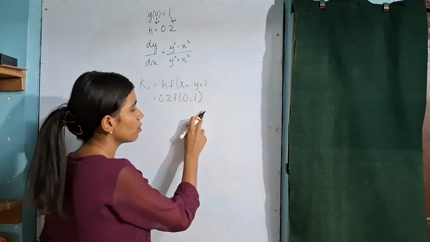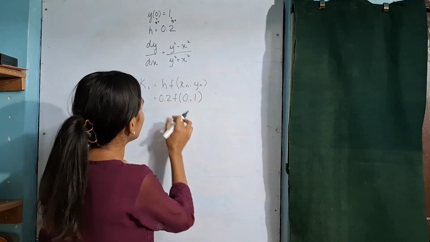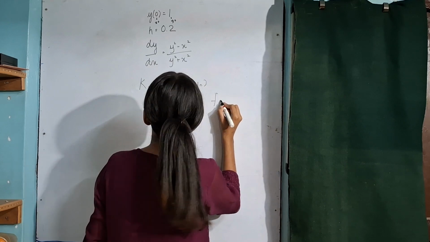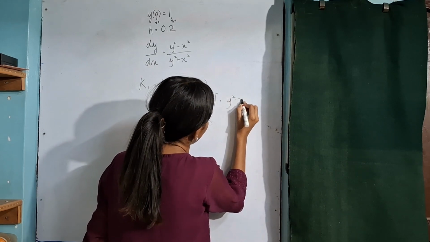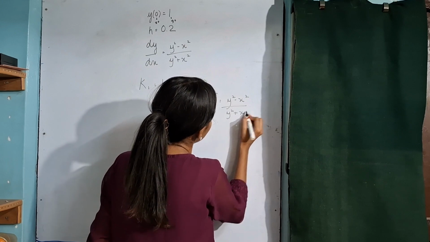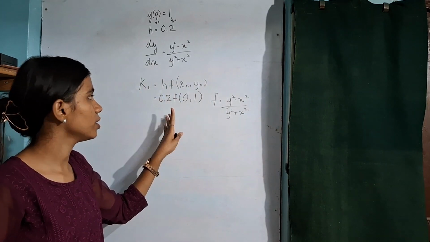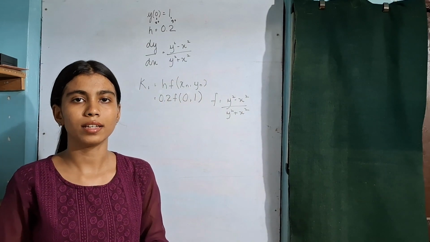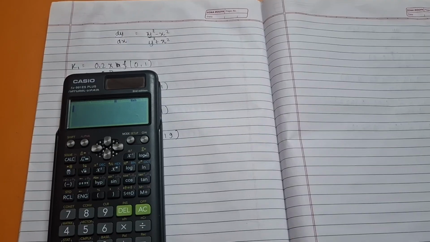And now how are you going to solve this further? Your function is given as y square minus x square divided by y square plus x square. You have to put this into the calculator and find the answer. I will show you how to do that.